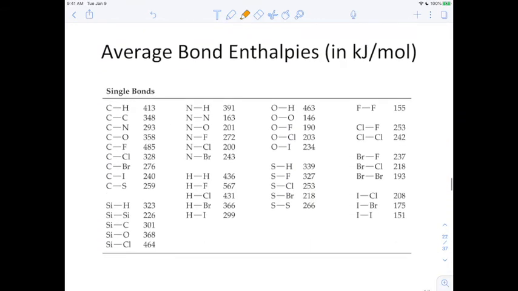All right, so here is a table of average bond enthalpies in kilojoules per mole. And on a test, I would supply all of these for you. Keep in mind that the bond enthalpy for a single versus a double or a triple bond is going to be different. So here, these are all listed as single bonds. That's just because the rest of the table wouldn't fit. There would be a separate table for double and triple bonds.